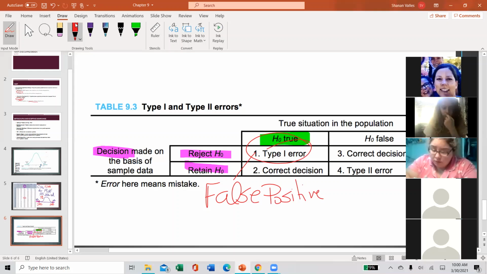You're saying you have a difference, but there's really not one. Okay. A type 2 error is you're rejecting it, or I'm sorry, erase that. You're retaining it. You're saying, okay, null hypothesis, I'm going to keep you around. I did not find any results, but he in fact is wrong. He's not. There really is a difference. And so this one is a false negative.